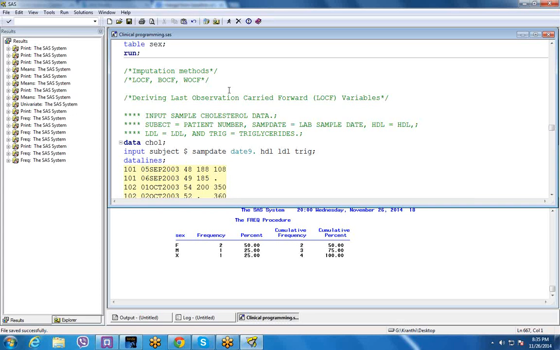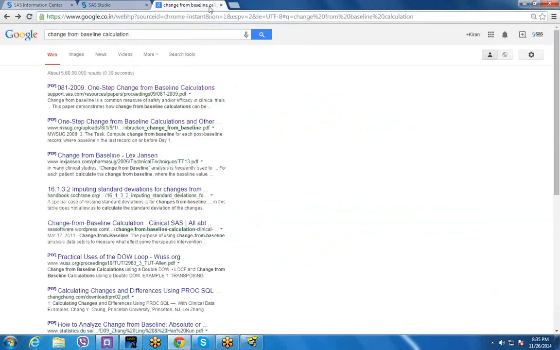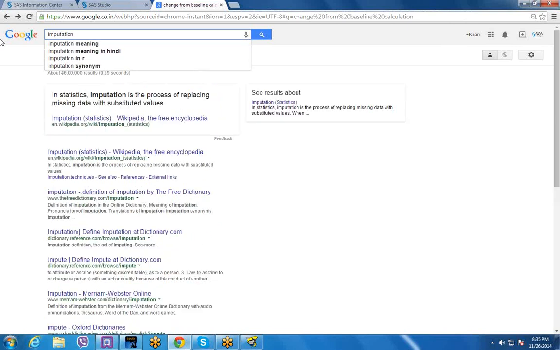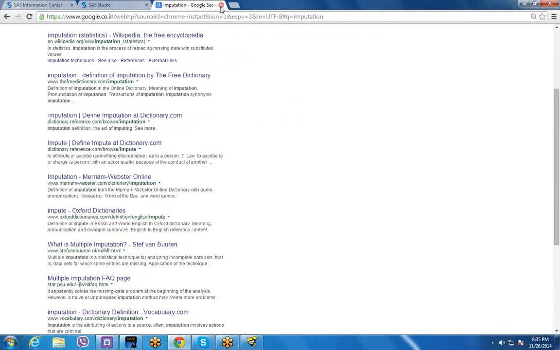There are different types of imputation methods: LOCF, BOCF and WOCF. These are three types of imputation methods. We call them last observation carried forward, baseline observation carried forward, and worst observation carried forward. You can find some papers on these imputation methods also. In statistics, imputation is the process of replacing missing data with substitute values. Then how to do this imputation in the clinical? You just search it, you will find some papers on this imputation.